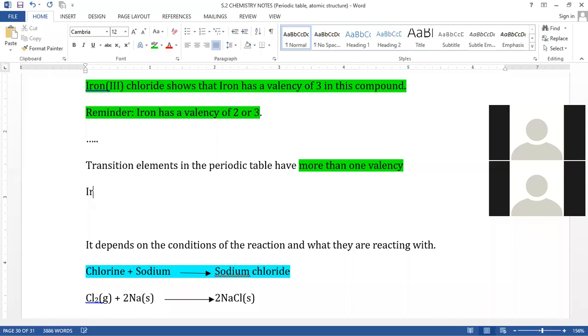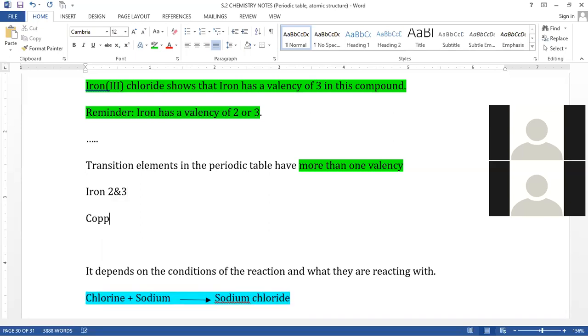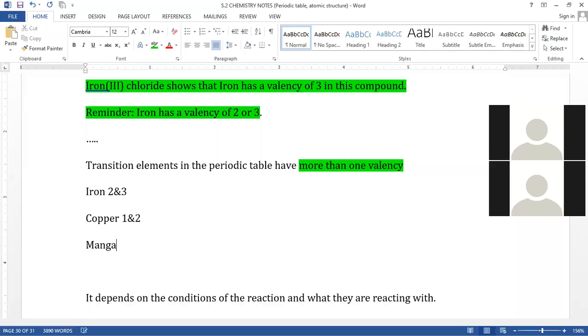manganese. So don't disturb your head going into why it is 2 and 3. For now, just master those valencies. When you get to senior 5, you will go into the details of the chemistry, why the valence is 2 or 3. But now just know that all transition elements have multiple valencies and learn those valencies.